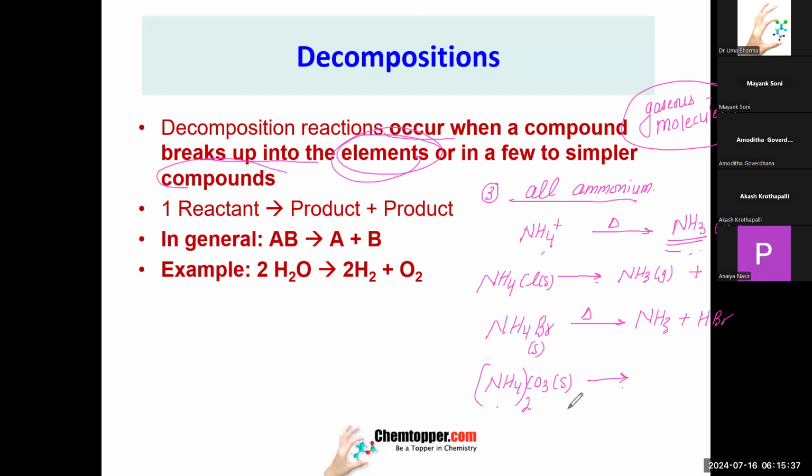Carbonates, yeah, Mayank, but this carbonic acid will undergo decomposition. So the product is ammonia, H2CO3, and carbonic acid undergoes decomposition to give CO2 and water. Like this, yes. Balance the equation. Is everything okay? Yeah. You're understanding this, children?